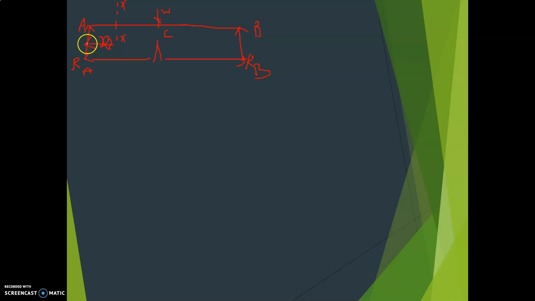If I consider the left side, RA is an upward force on the left side, so it is plus by the sign convention of shear force. So shear force at X, Fx, is equal to plus RA, that is, left side upward. RA is equal to W divided by 2.